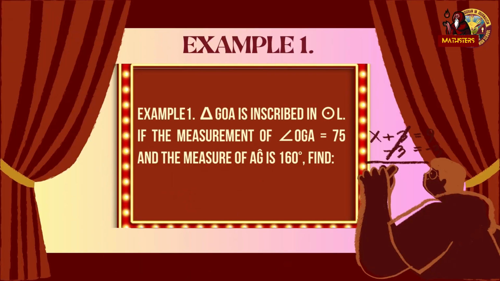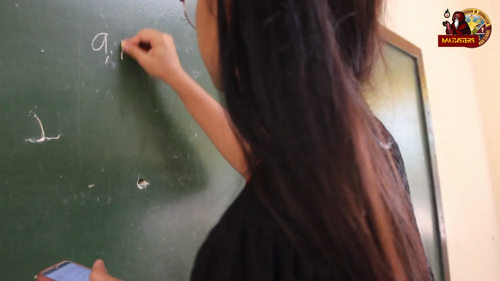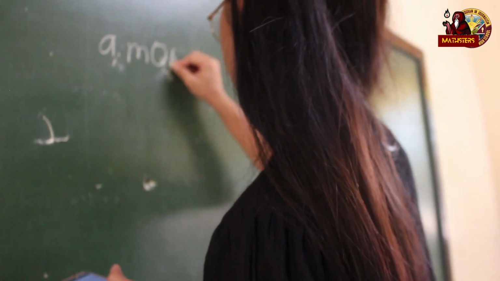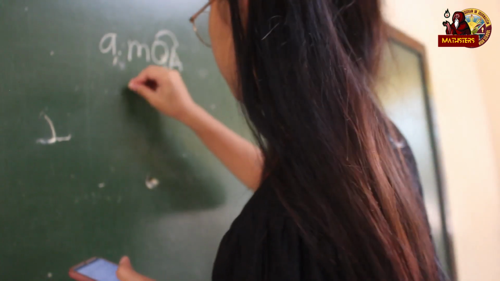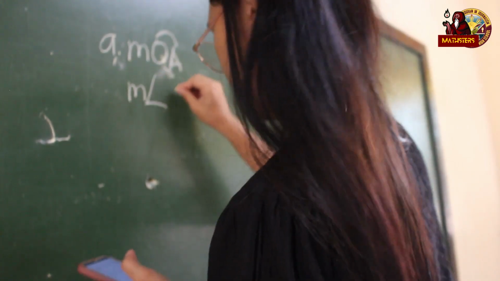Here are some examples. Example number 1. Triangle GOA is inscribed in circle L, and the measure of angle OGA equals 75, and the measure of arc AJ is 160 degrees. Find the measure of arc OA.